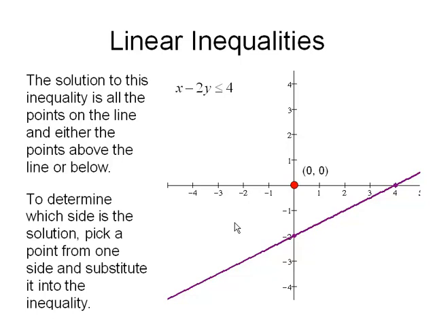To determine which side is the solution, we're going to pick a point from one side and then substitute that into the inequality. As long as the line doesn't go through the origin, probably the easiest thing to pick is the point 0, 0. If I put 0, 0 in for x and y, I get 0 minus 2 times 0 is less than or equal to 4, or 0 is less than or equal to 4. That's a true statement. Since that's a true statement, the point I've just found is a solution, and in fact, every single point on that side must also be a solution.